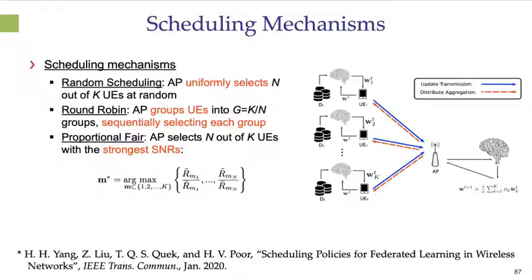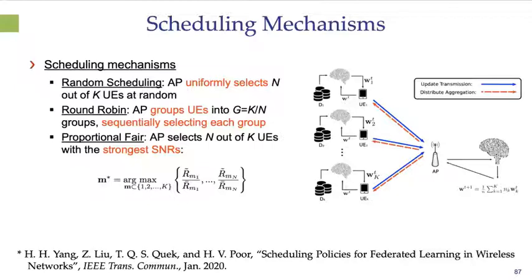The second scheduling mechanism is round robin, where we just divide the end user devices up into G groups, where G is determined by the number of end user devices and the number of channels, and is just going to sequentially select those groups as the model is updated iteratively. And finally, there's proportional fair scheduling, where the access point is going to select N of the K end user devices with the strongest signal to noise ratios. Okay, so it's another technique.